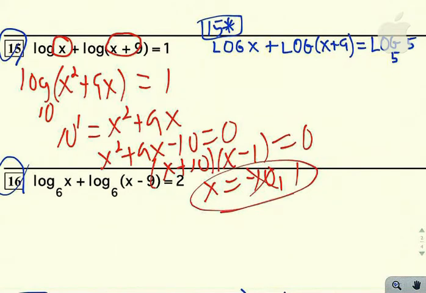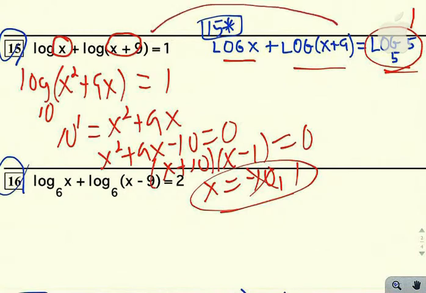In 15 star, the first thing to notice is that we have base 10, base 10, base 5. But this is equal to 1. And now 15 star would be the same as number 15. And so we'd end up with the same solution.